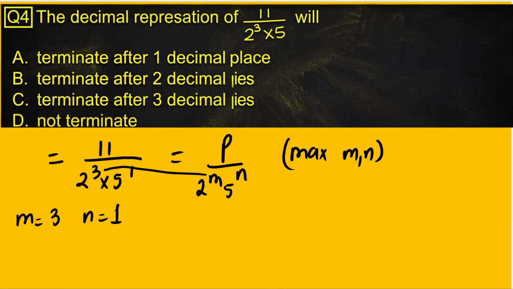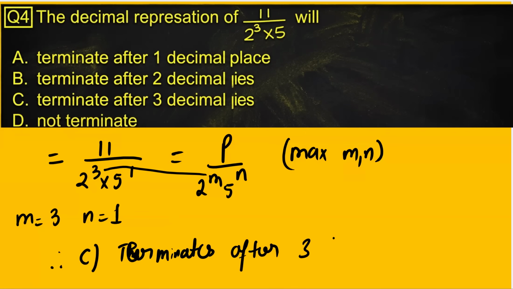So we have to see which is the maximum among these two values m and n. So that will be our terminating decimal. Here we can see that the m value is 3. So therefore our answer will be C, that it terminates after 3 decimals. So therefore our option is C.